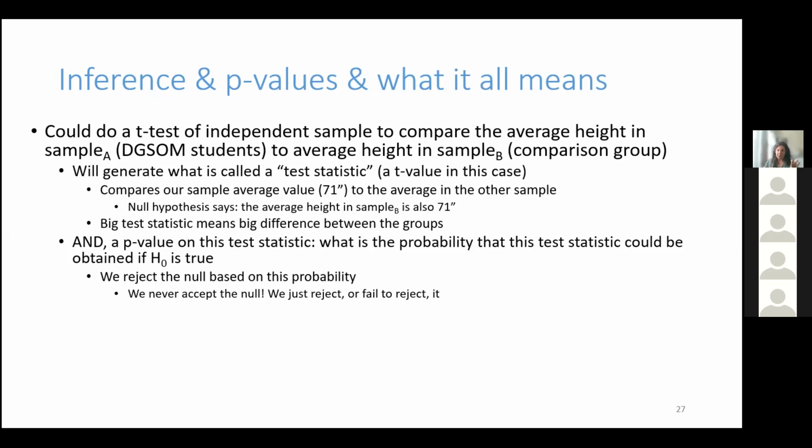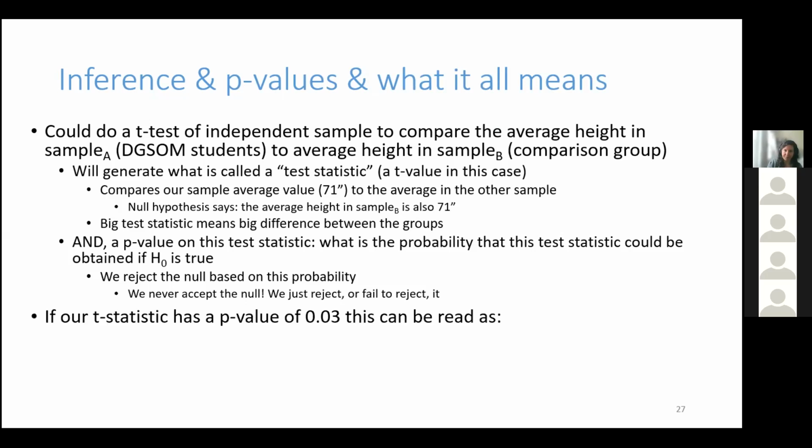Based on that p-value, we either reject or fail to reject the null hypothesis. Just noting here, we never accept the null hypothesis. We just reject or fail to reject it. So we're never 100% sure. There's basically always some error. So we never say that we're accepting the null, just reject or fail to reject.